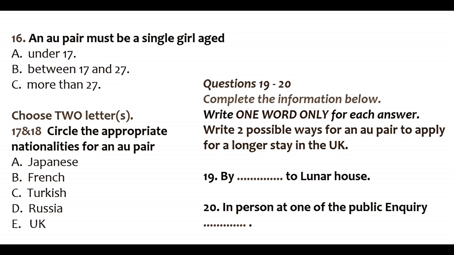An au pair must be a single girl aged at least 17 and no older than 27 when she first becomes an au pair. She must be a national of a Western European country which includes Malta, Cyprus and Turkey. The longest a girl may stay in the UK as an au pair is 2 years. A girl who has been in the UK before as an au pair will be allowed to come to the UK again as an au pair only if the total period is not more than 2 years.